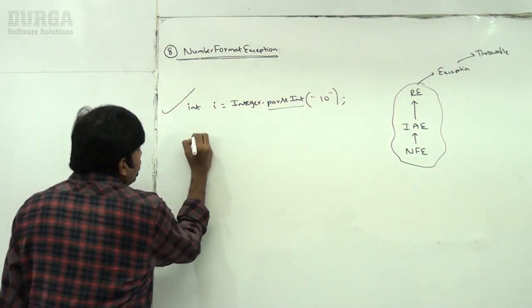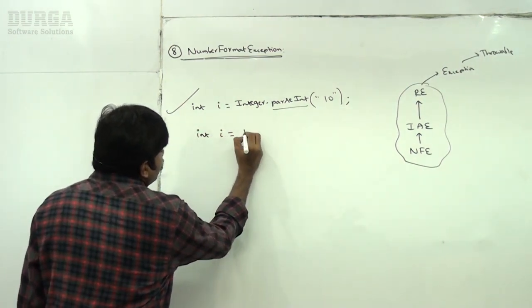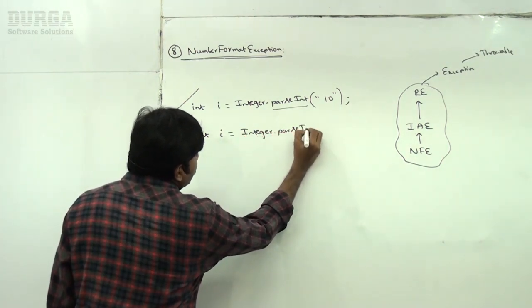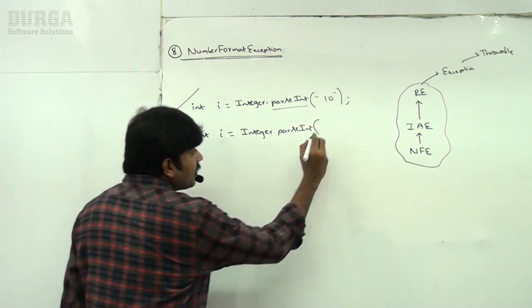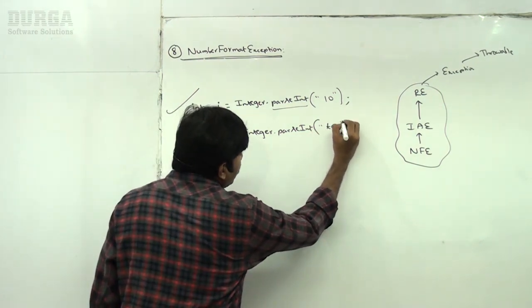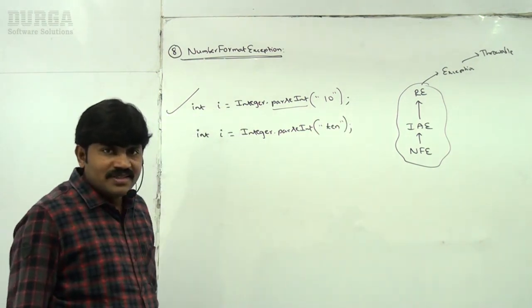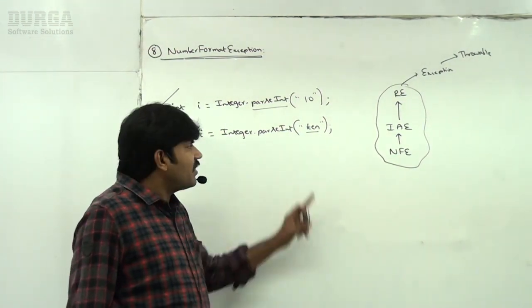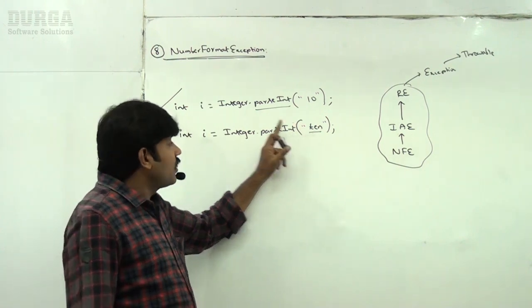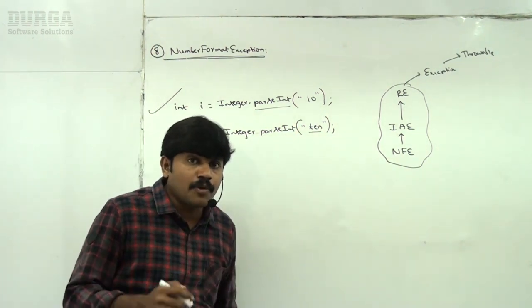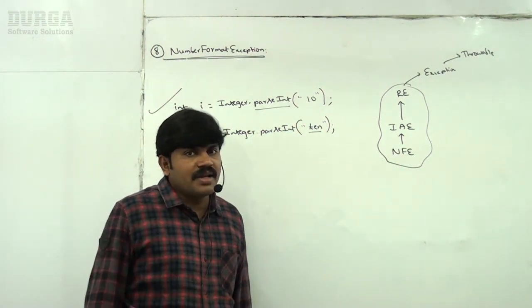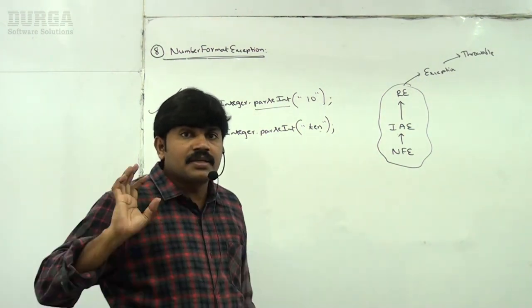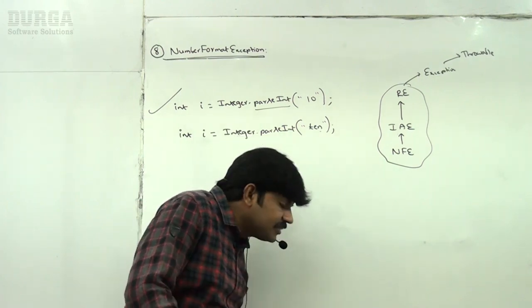Suppose I take int i = Integer.parseInt(...), and instead of "10" I take the word "ten". The string is not a number. "Ten", a normal word, is not a number. You are trying to convert a string to a number, but the string is not properly formatted, so obviously you are going to get a NumberFormatException. Are you getting that? That is the exception we are going to get. Okay, let me execute this code.